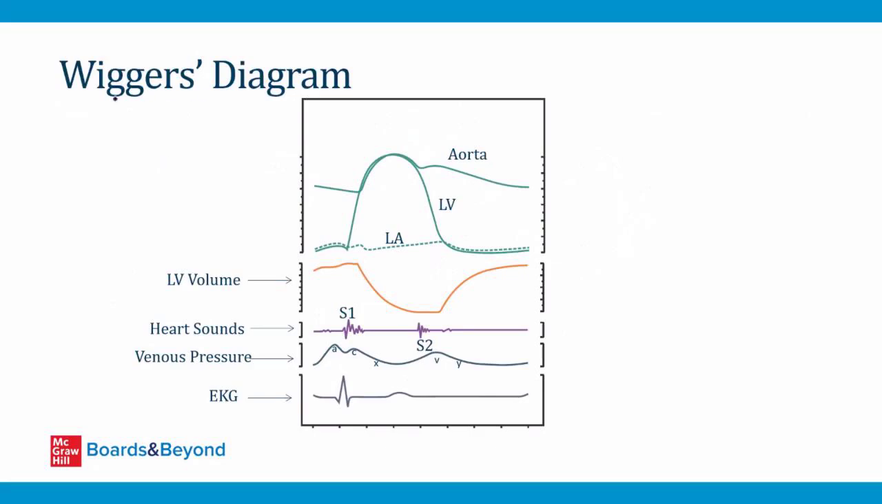And then I just want to point out that Wigger's diagram, which I talk about in detail in another video, has the venous pressure tracing as part of the diagram. So using Wigger's diagram, you can correlate events like the A wave or the V wave with all sorts of other things like the EKG or the heart sounds or the volume in the left ventricle or all these pressures up here at the top of the chart.